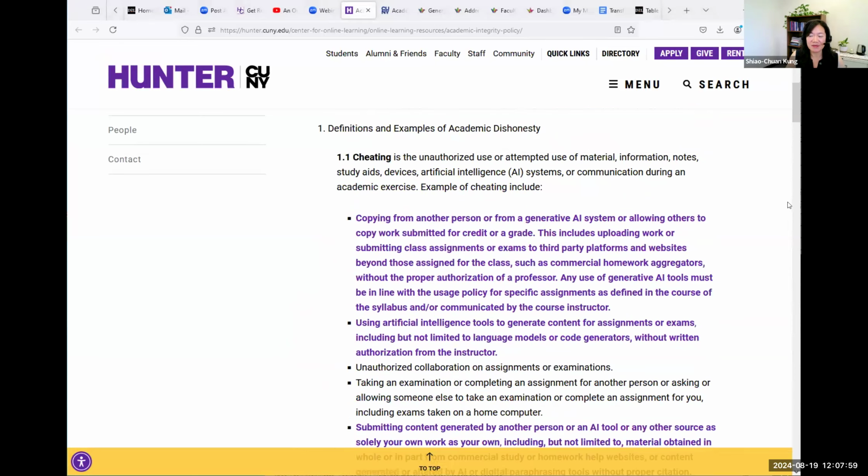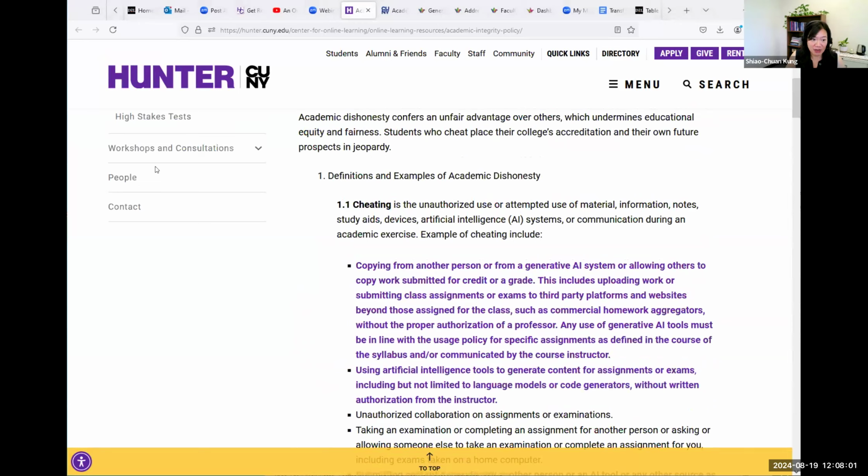Okay, so the policy starts with definitions, and this is the definition of cheating. What they did was to add AI to the definition, and they say that copying from another person or from a generative AI system, or allowing others to copy work submitted for credit or a grade, is considered cheating. Okay, and then they go into a little bit more of the explanation.